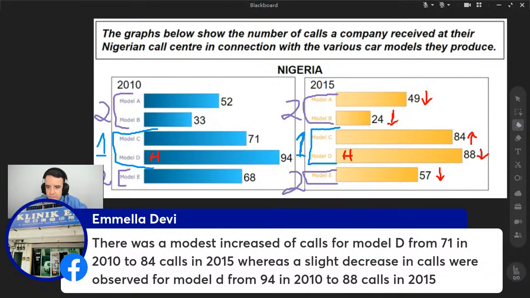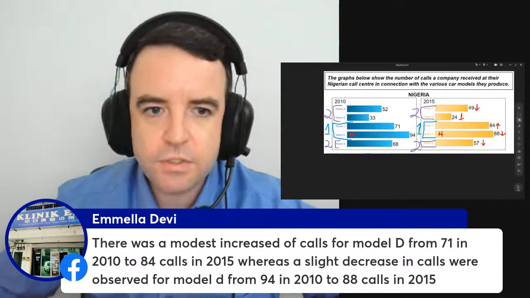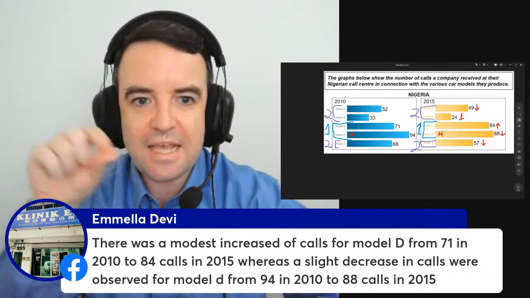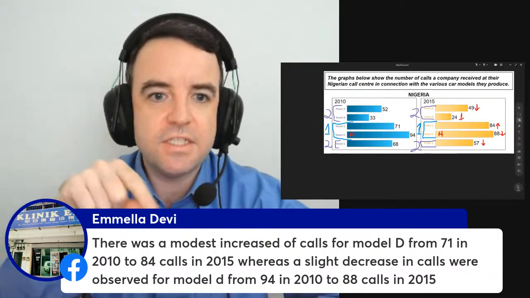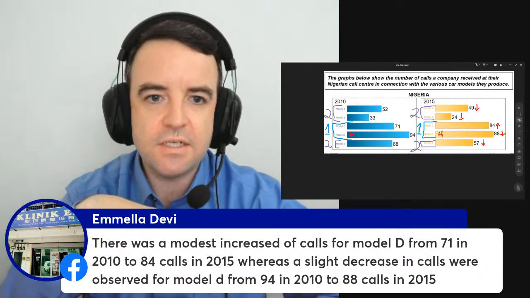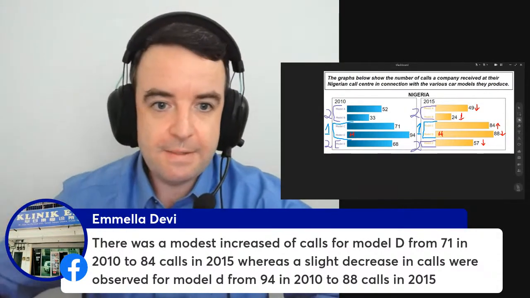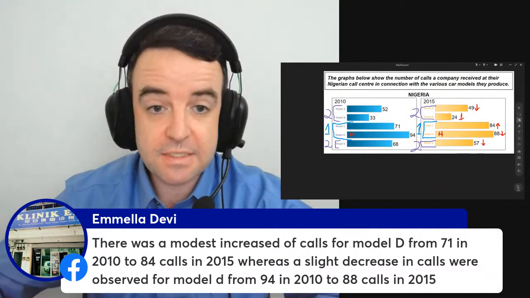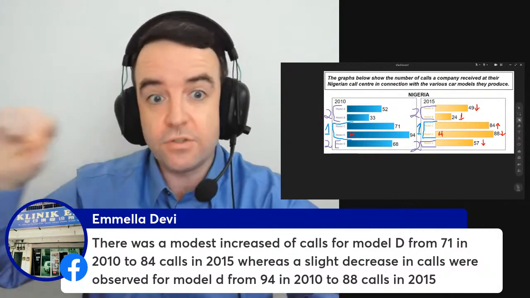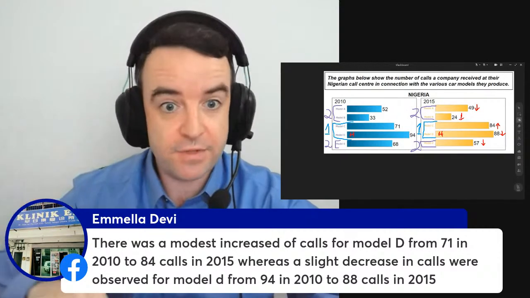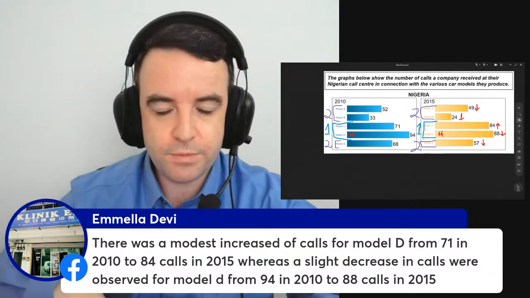Emila, there was a modest increase in the number of calls for Model D. This is a really common mistake as well, where students say there's an increase and the name of the category, but it's not an increase in Model A. It's an increase in the number of phone calls that Model A accounted for. So make sure that the subject of your sentence is actually what increased, not the name of the category, because very often that won't be appropriate.